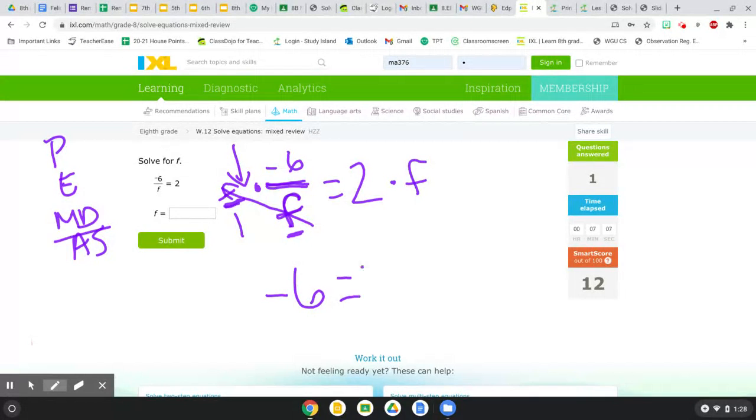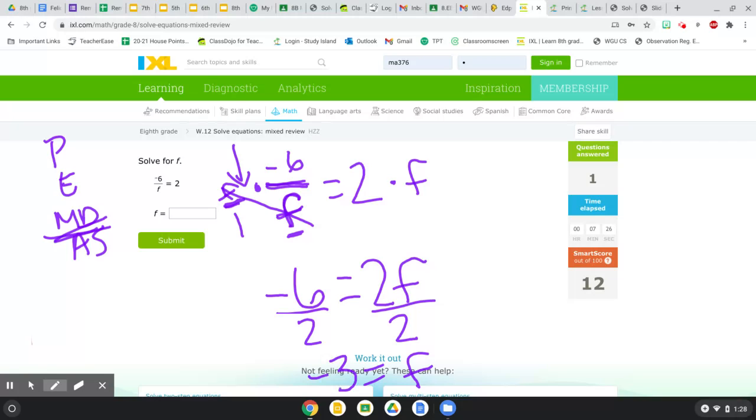So now I'm left with negative 6 equals 2f, and I can just write 2f like that. Now, again, I don't have adding or subtracting, I'm still on that multiplication and division. So I can divide by 2, because that's the inverse of multiplying there. And f is going to be equal to negative 3.